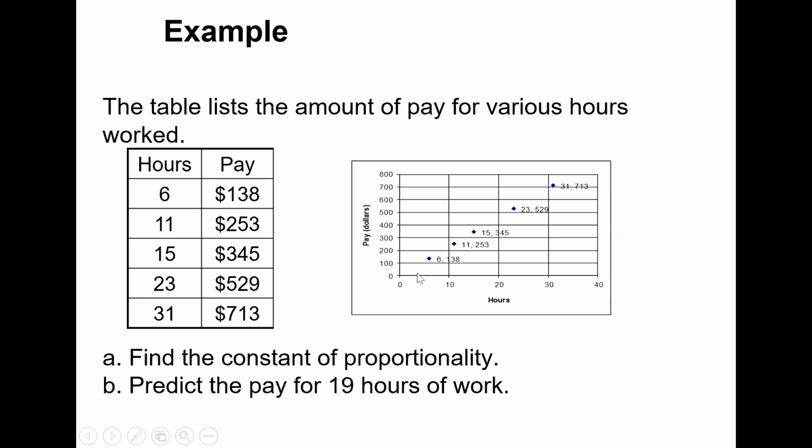All right, another example. The table lists the amount of pay for various hours worked. So for 6 hours, it's $138, 11 is 253, 15, and so on. And what they want us to do is find the constant of proportionality.